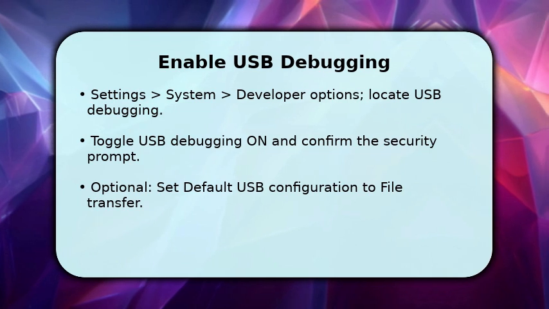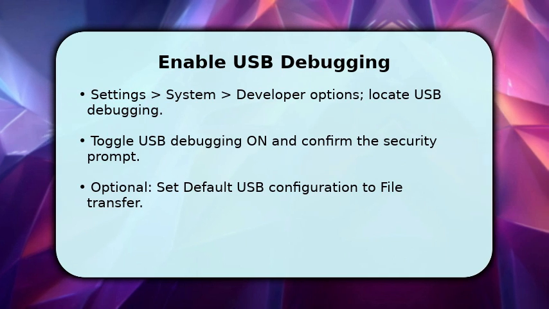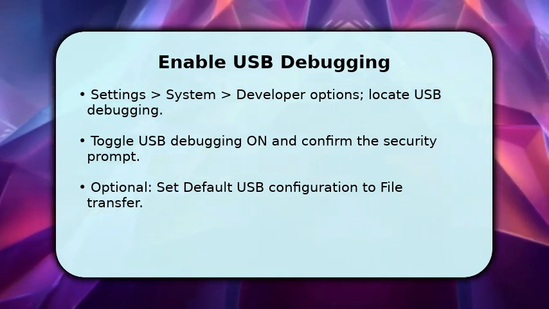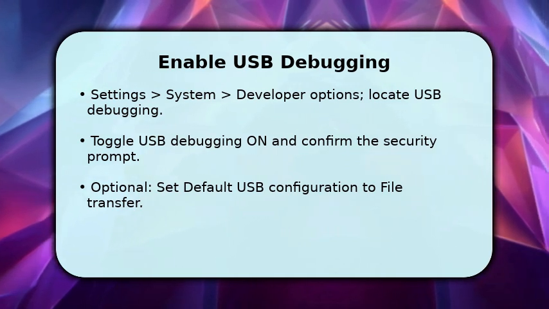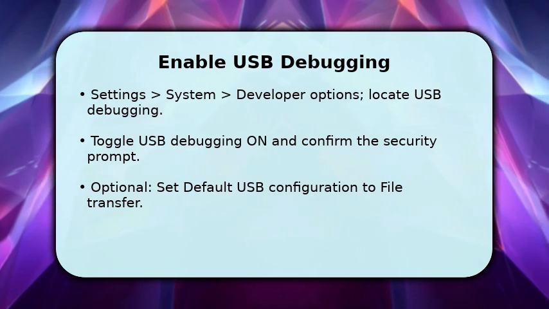Make sure to also check default USB configuration and set it to file transfer to ensure the PC sees the device properly. Once enabled, you'll be prompted later to authorize computers. Enabling debugging now is safe when you trust the connected machine.